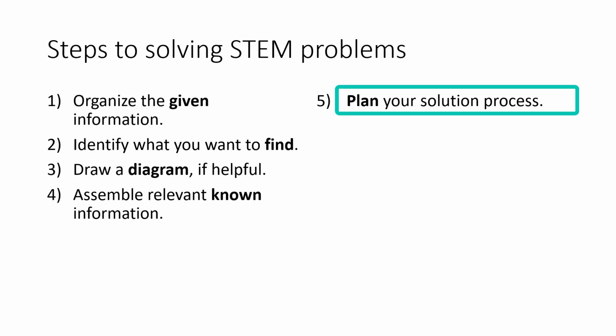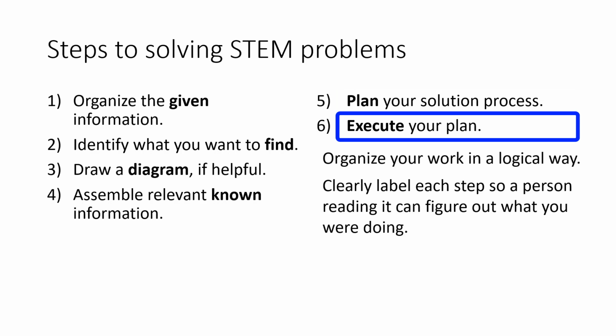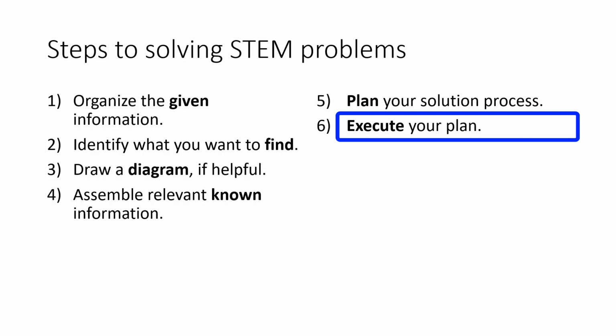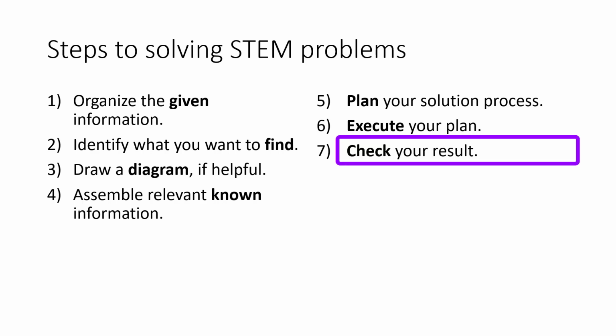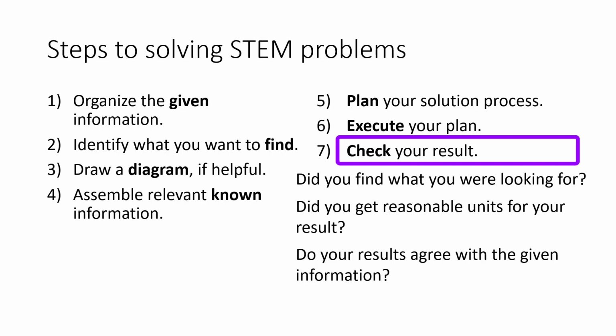After you have a plan, carry it out. Organize your work and label each part as you go along. This will help anyone who later reads your work, and it will probably help you as well. Once you have a result, check it. Did you find the thing you were supposed to find? Did you get reasonable units? Do your results agree with the given information? Do they make physical sense in the situation?